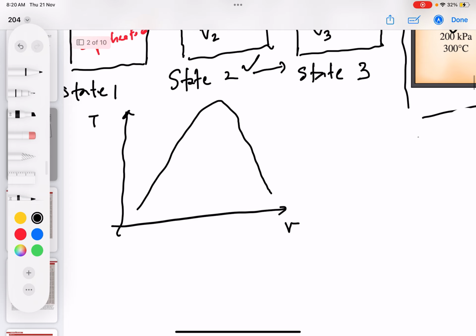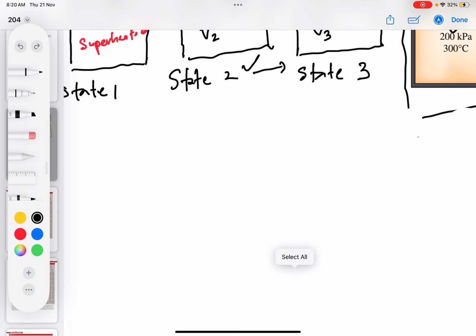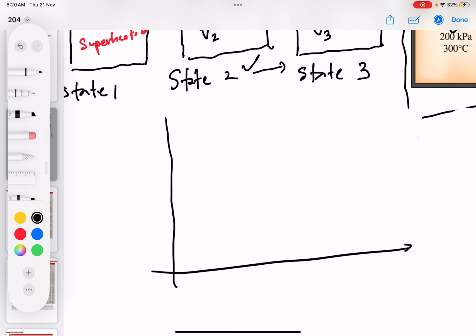In my first video, I did explain how I come up with the diagram, and again, let me redraw it. You don't have to worry much about drawing it accurately, because this one we just simply sketch. So let me draw it. The question is asking to plot PV diagrams.